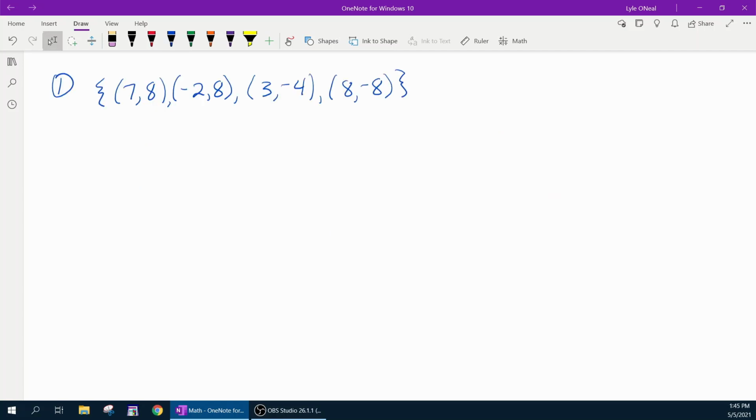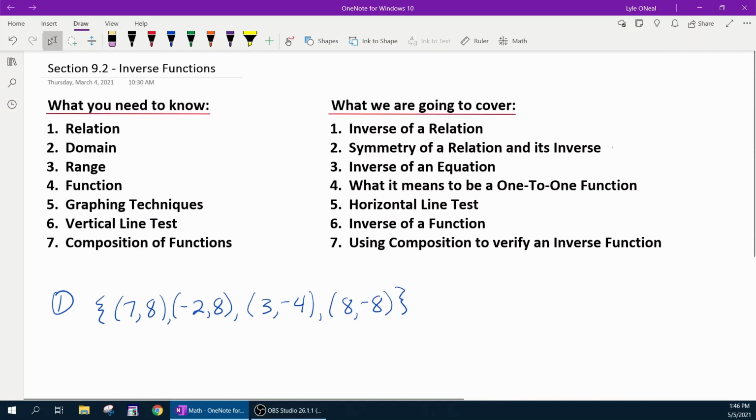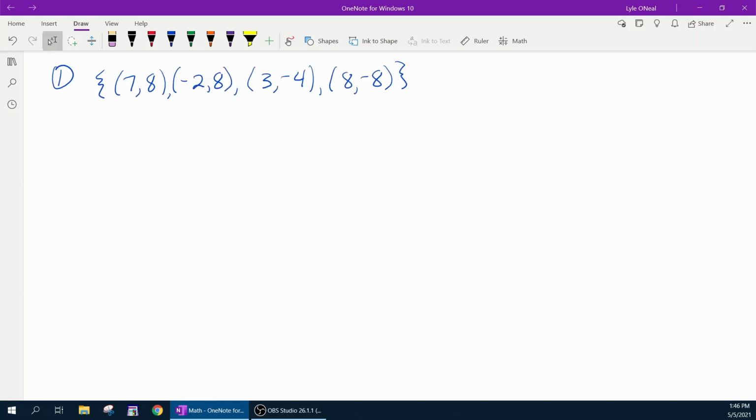For our first example, we're going to look at problem number 1 in the exercise set. Here they've given me a relation. I know it's a relation because it's a set of ordered pairs. What they want me to do is find the inverse of this relation. Before I jump into that, I want to make sure you understand that in this list of what we're going to cover, I'm going to start at the top and work my way down and make sure that I cover everything you need to know. So from a relation, we need to know what is the domain, what is the range, and what it means to find the inverse of the relation.